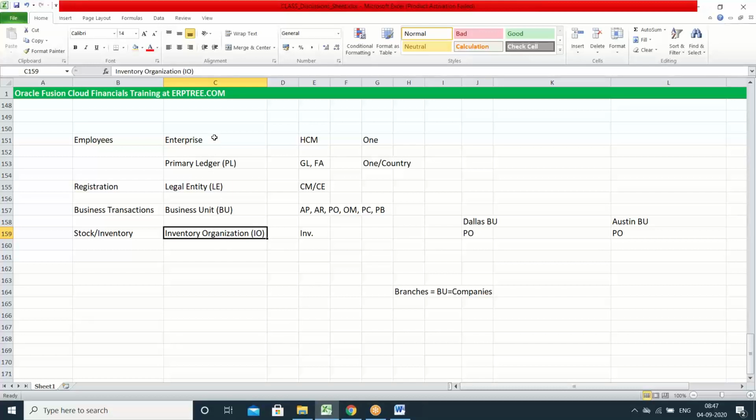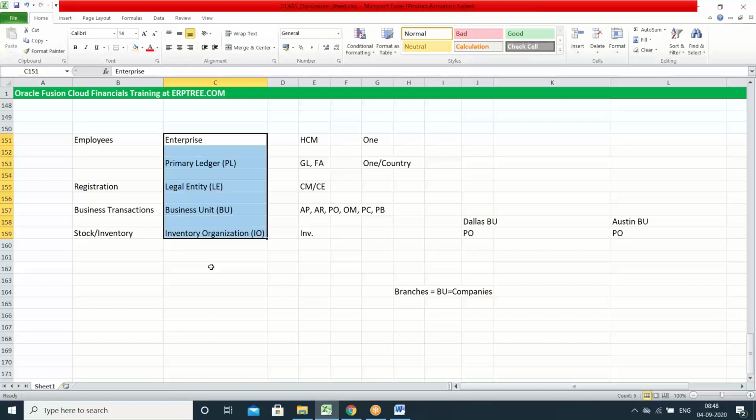These are the key points which you have to understand to decide how many we have to create when we do the implementation. So in one way, we don't finalize all this. We'll sit with the client and we'll discuss. Then only we'll finalize how many primary ledgers, legal entities, business units and all. As a consultant, these are the key points we have to understand, on what basis these can be derived to create in the system.